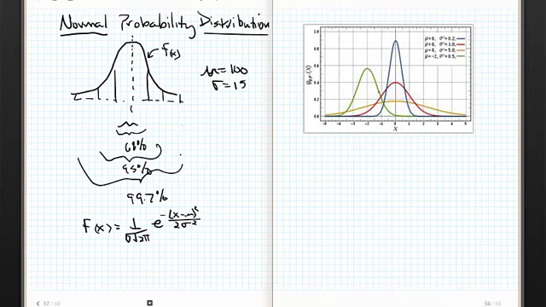Now, let's look at this bad boy right here, because this is actually really cool. What I have here is four different probability distributions. Let's look at the blue one first. The blue one has a mean that lives right here in the middle. We know that the mean is equal to 0, and the variance is equal to 0.2. So the standard deviation, the square root of 0.2, is 0.44.